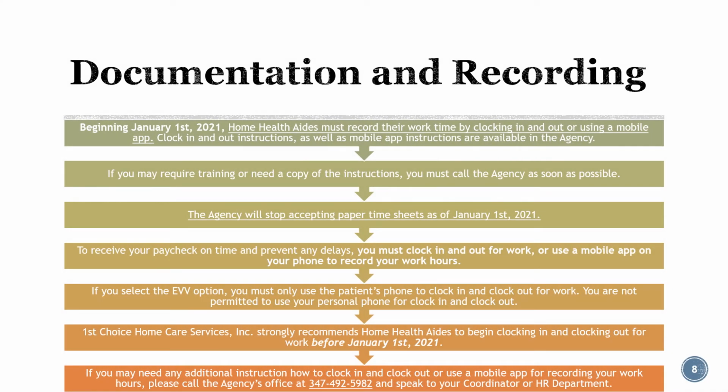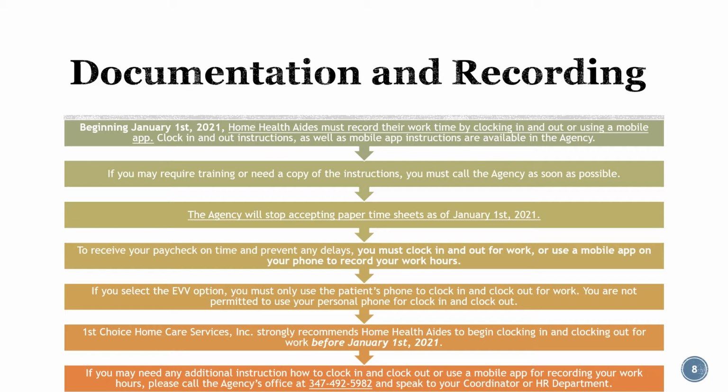Beginning January 1, 2021, home health aides must record their work time by clocking in and out or using a mobile app. Clock in and out instructions, as well as mobile app instructions, are available in the agency. If you require training or need a copy of the instructions, you must call the agency as soon as possible. The agency will stop accepting paper time sheets as of January 1, 2021. To receive your paycheck on time and prevent any delays, you must clock in and out for work, or use a mobile app on your phone to record your work hours.